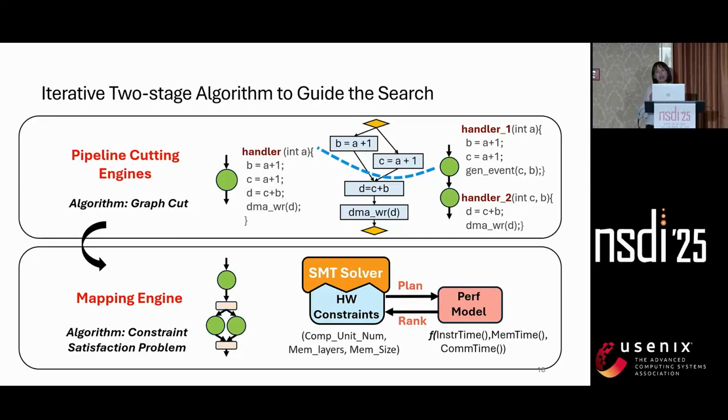So every time a plan is generated by the solver, its performance is evaluated by the performance model. The performance model takes the target hardware architecture specifications as parameters, such as trying to evaluate the memory access time and the communication overhead between compute units, and uses that to compare different plans' performance, so that the solver can find the highest throughput plan. So this loop between the pipeline cut engine and the mapping engine will continue until it has a globally optimized plan in the search space.